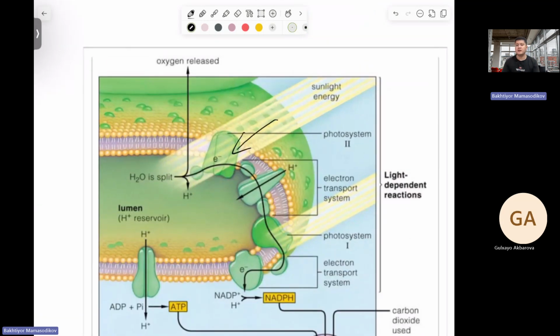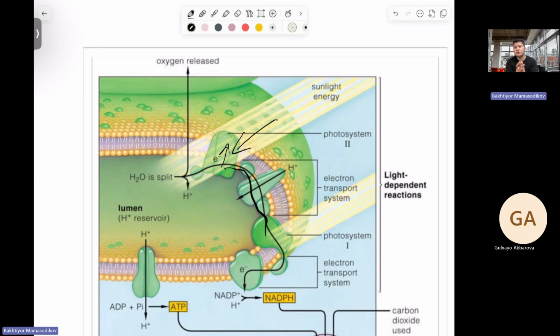Here, the light is hitting the chlorophyll. Chlorophyll absorbs the light energy, and this energy excites this electron. The electron is excited. They gain the energy, okay? And then what's happening? These energized electrons leave the chlorophyll and pass through the chain of proteins.